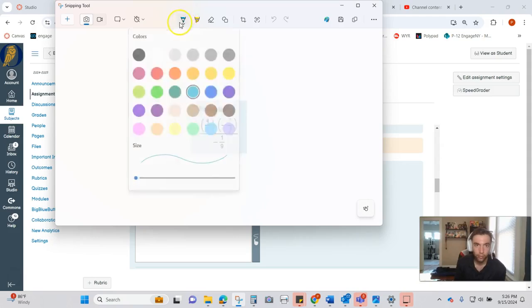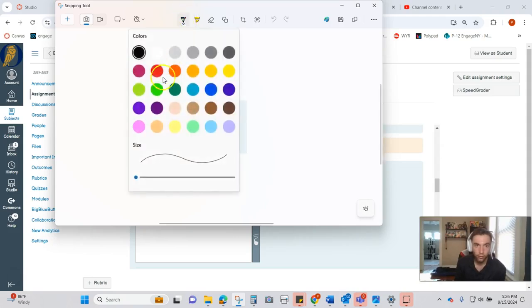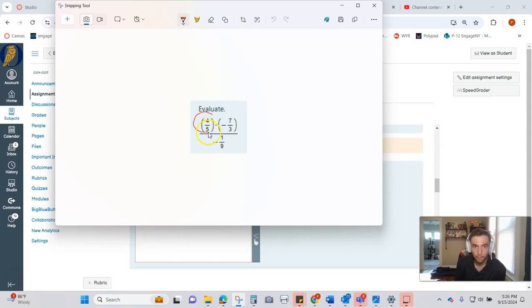Let's start with this up here. 4/5 times -7/3. When we are multiplying with fractions, we multiply straight across, meaning we multiply the numerators by the numerators to get the new numerator, and we multiply the denominators by the denominators to get the new denominator.